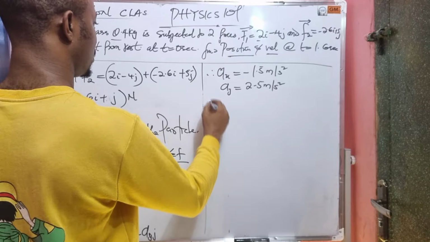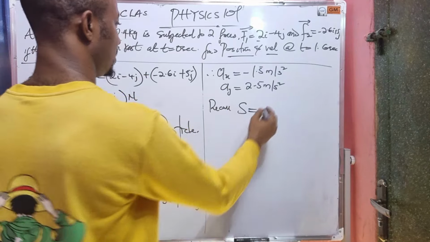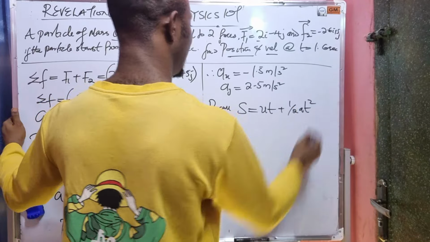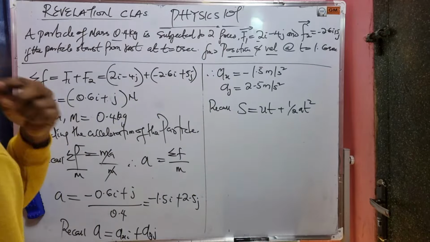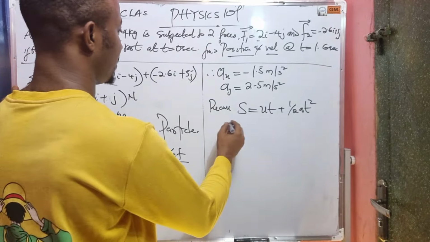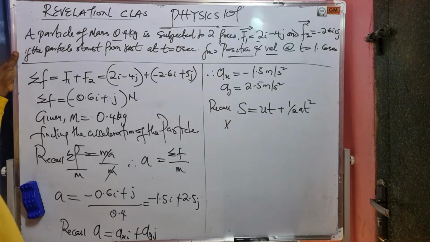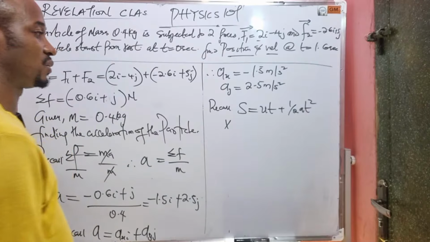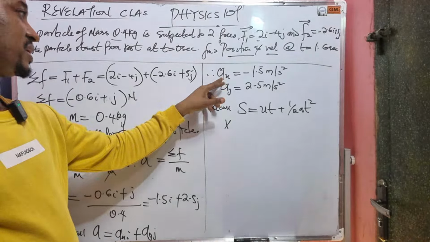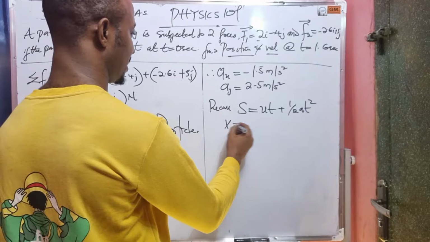Recall that position or displacement is equal to ut plus half at squared. Exactly. So to find the position of the body, I have to find both the horizontal and the vertical position, because we have two accelerations. We have both horizontal and vertical acceleration. So my s becomes x, right?